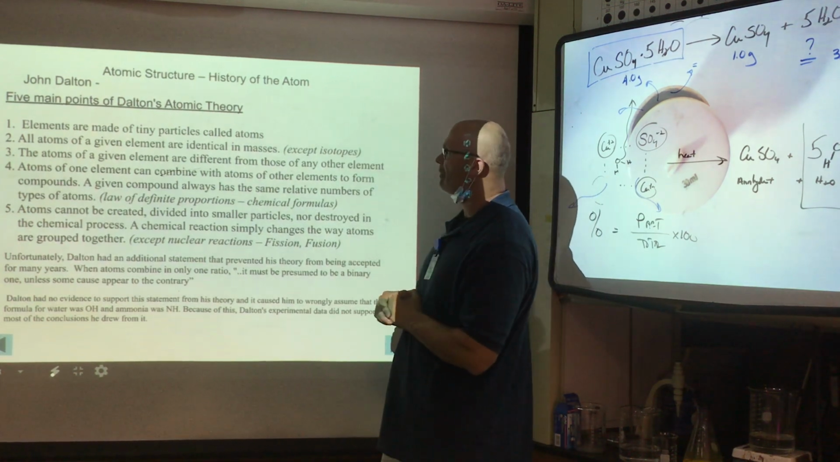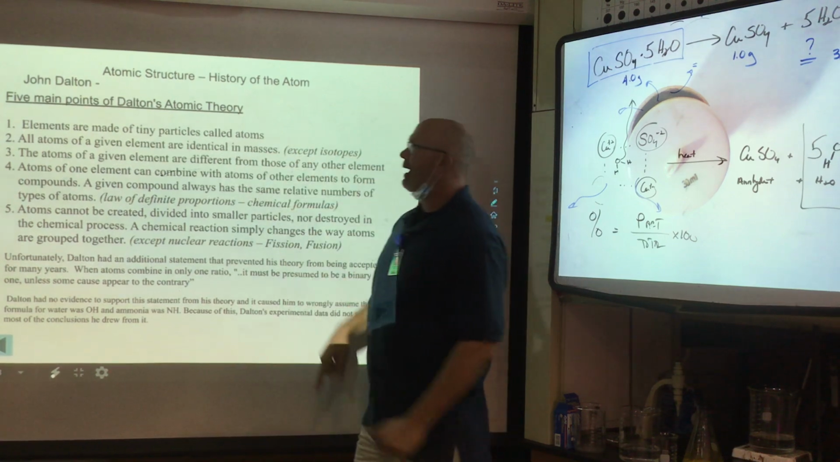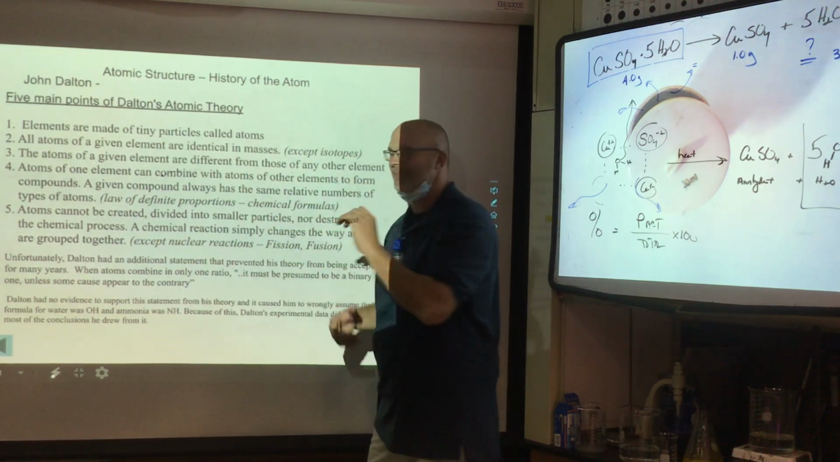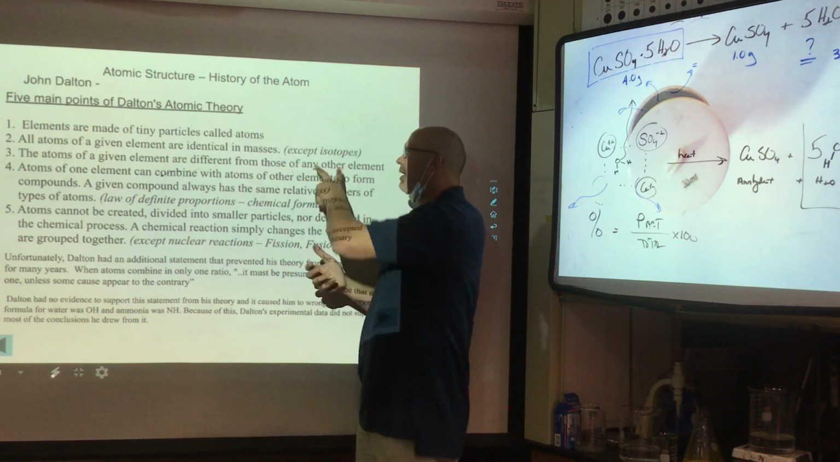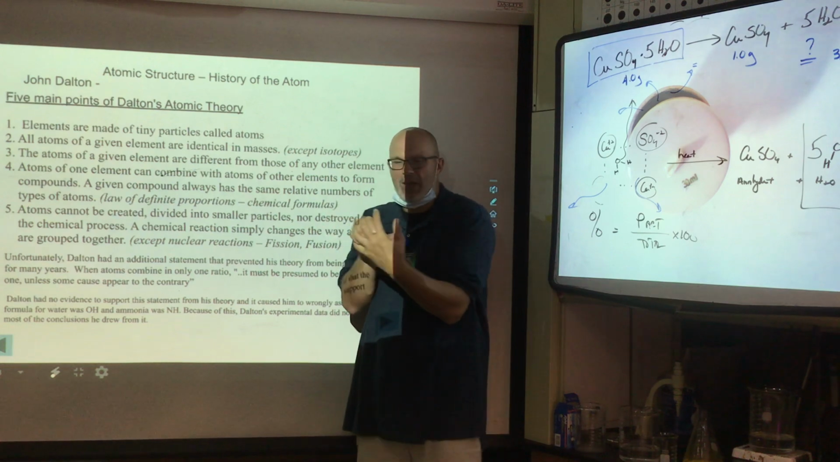And hopefully today we can. He had 5 points. All elements are made of tiny particles called atoms. All atoms of a given element are identical. He said masses. That's not really true. Isotopes have different masses. But he knew that the atoms had to be the same of some type.